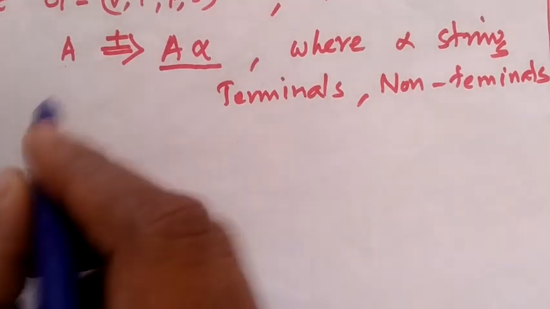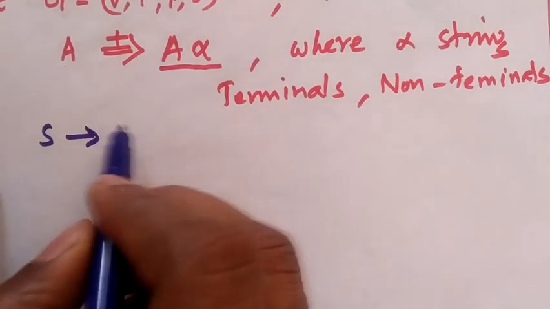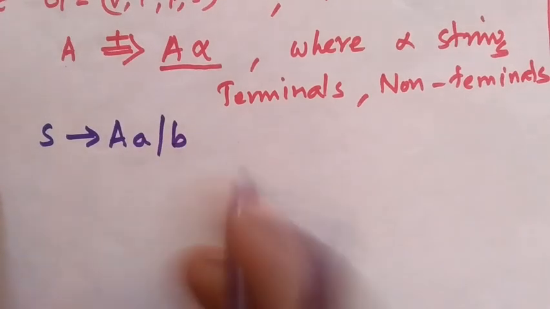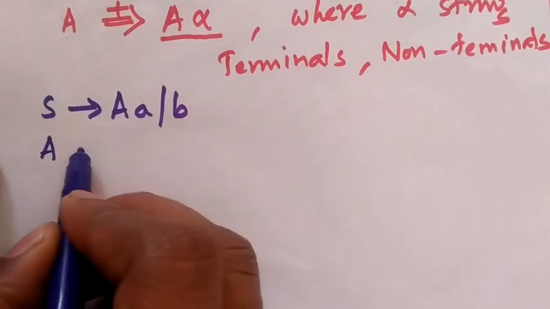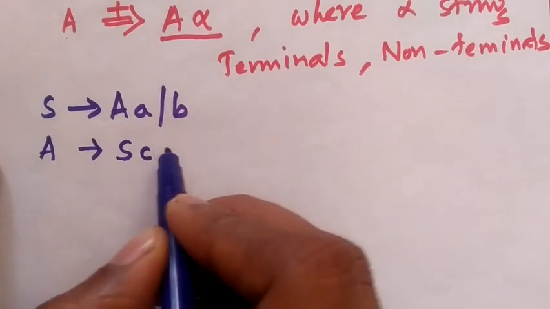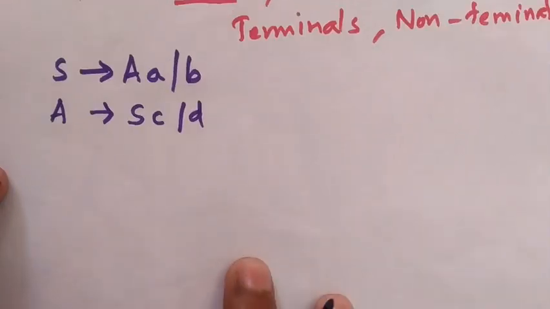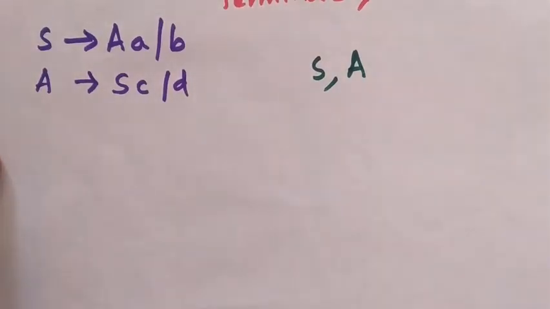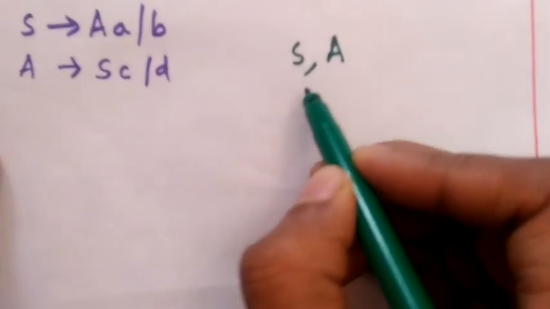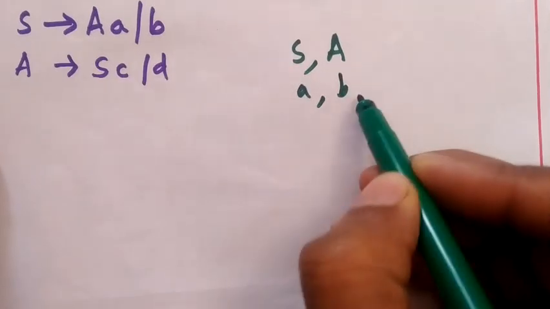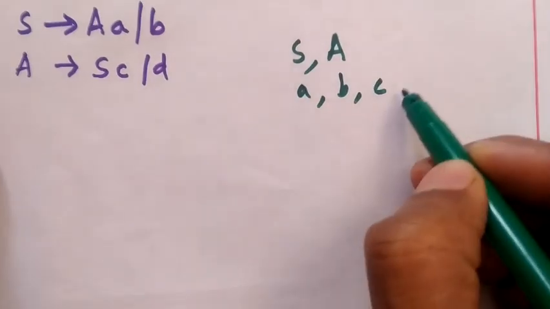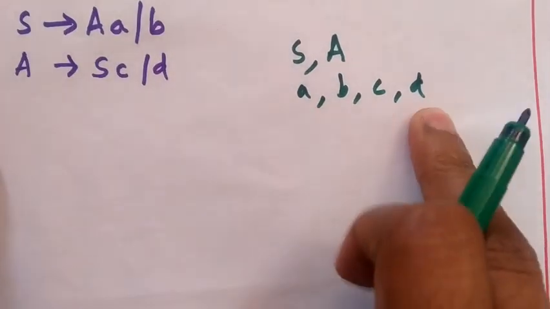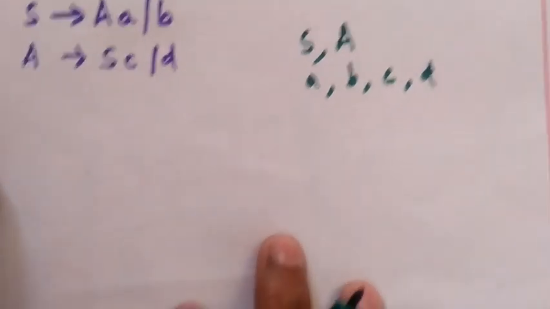Let us see this grammar. S gives A or B, A gives S C or D. Here you can find the non-terminals are S and capital A. These are the two non-terminals, and the terminal symbols are small a, small b, small c and small d.